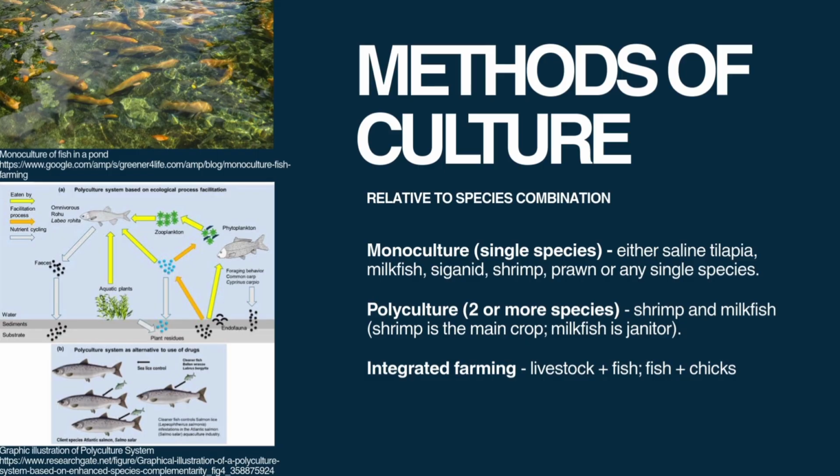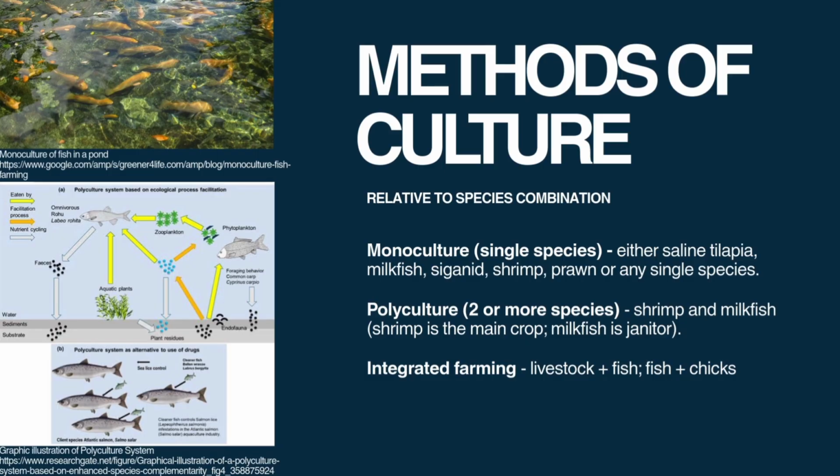And next, we have the polyculture or the two or more species. An example here is shrimp and milkfish, where the shrimp is the main crop and milkfish is a janitor. Usually, species are selected based on complementary feeding habits. This improves resource utilization and increases total production.